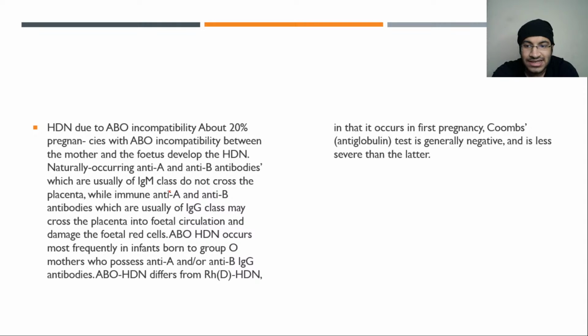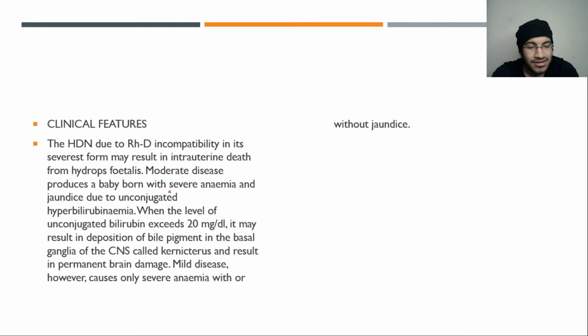So ABO HDN occurs most frequently in the infant born to the group O mother who possesses anti-A, anti-B IgG antibodies, and ABO HDN differs from the RhD HDN in that it occurs in the first pregnancy. Coombs test is generally negative, and it is less severe than the latter. Then the clinical features.